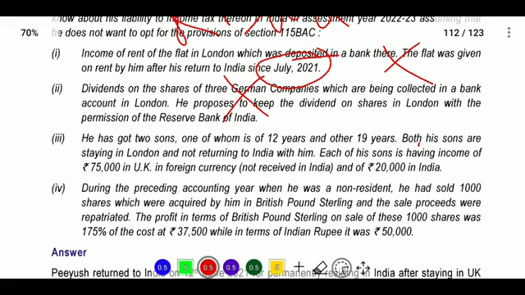Next case, he has 2 sons, one of whom is 12 years and the other 19 years, but both sons are staying in London and not returning to India with him. Each son has income of 75,000 in UK and 20,000 in India. The 20,000 in India, as minor income, must be included in parent income as per clubbing provisions. The minor is the 12-year-old. His income was 20,000, and we give the exemption under section 10, that is 1500. So 20,000 minus 1500, 18,500 will be added to his income.